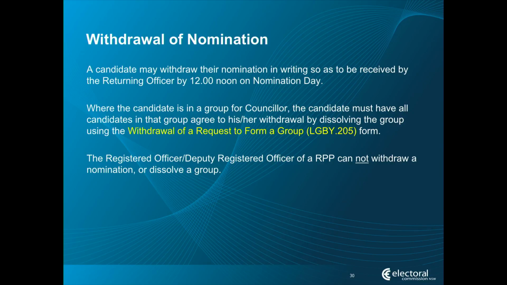Withdrawal of nomination. A candidate may withdraw their nomination in writing so as to be received by the returning officer by 12 noon on nomination day. Where the candidate is in a group for councillor, the candidate must have all candidates in that group agree to his/her withdrawal by dissolving the group using the withdrawal of a request to form a group LG by 205 form. The registered officer or deputy registered officer of a registered political party cannot withdraw a nomination or dissolve a group.